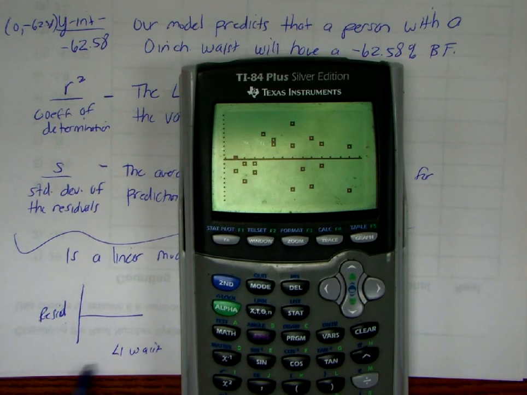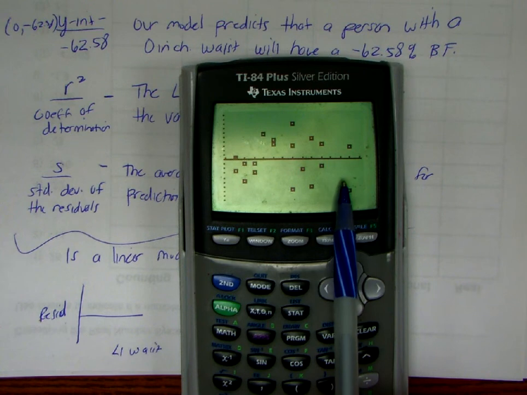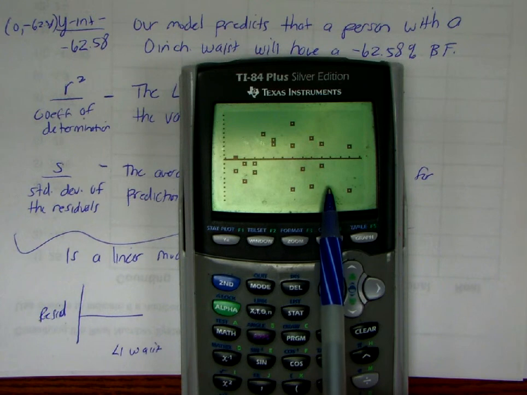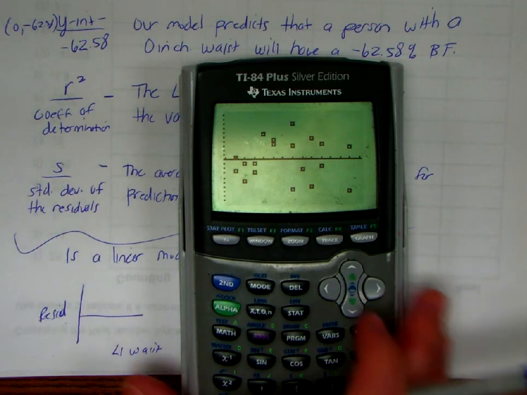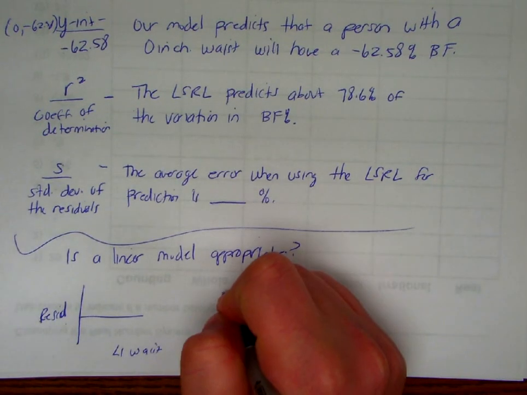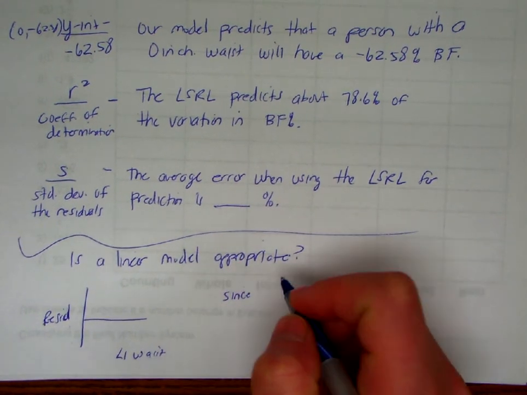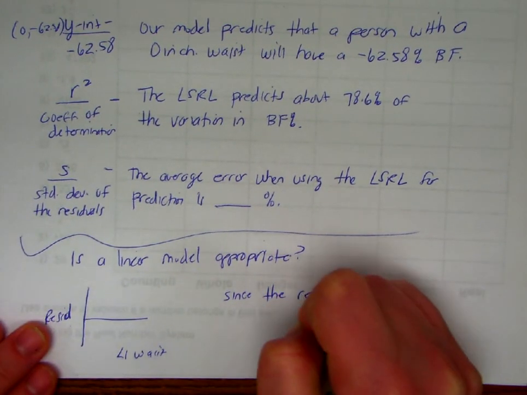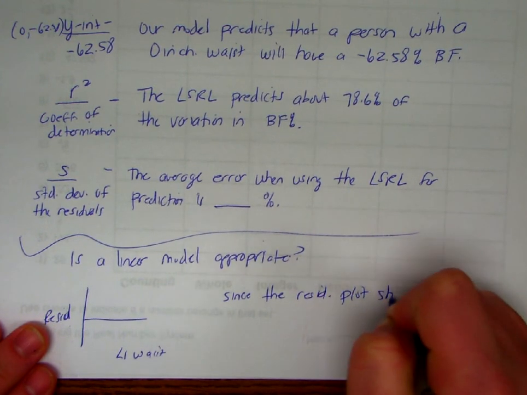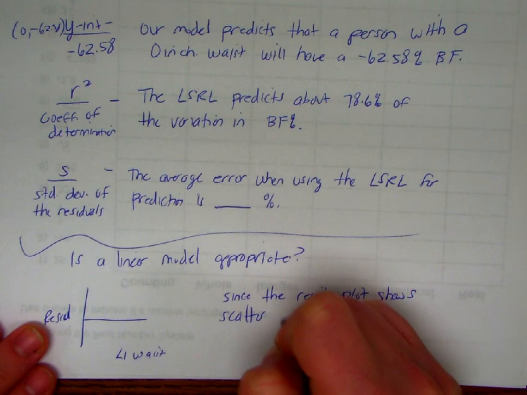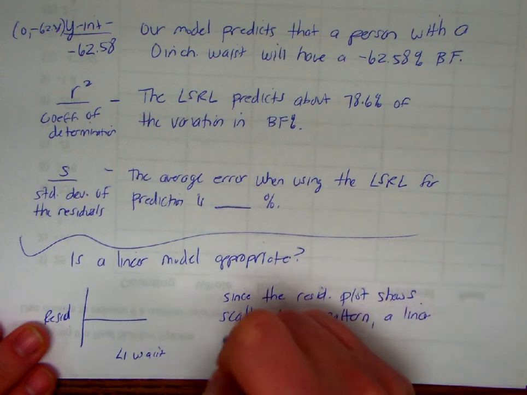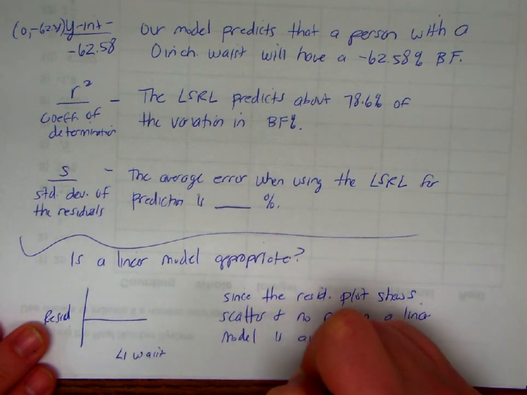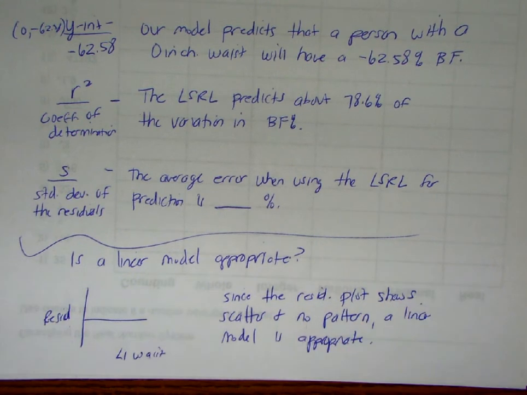Don't forget to label your graphs. And we would say, since the residual plot shows scatter and no pattern, a linear model is appropriate. Okay, so we're looking out for those parabolas, and that's not showing up in the residual plot. So to answer that question, since the residual plot shows scatter and no pattern, a linear model is appropriate. Getting a little sloppy here.